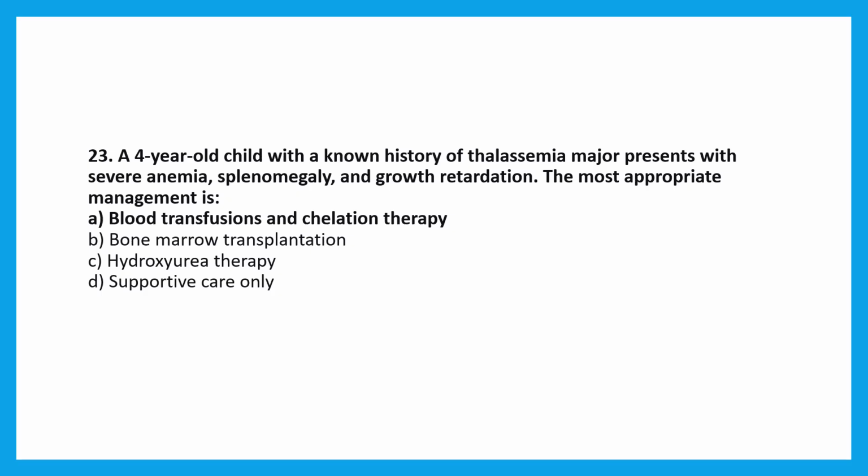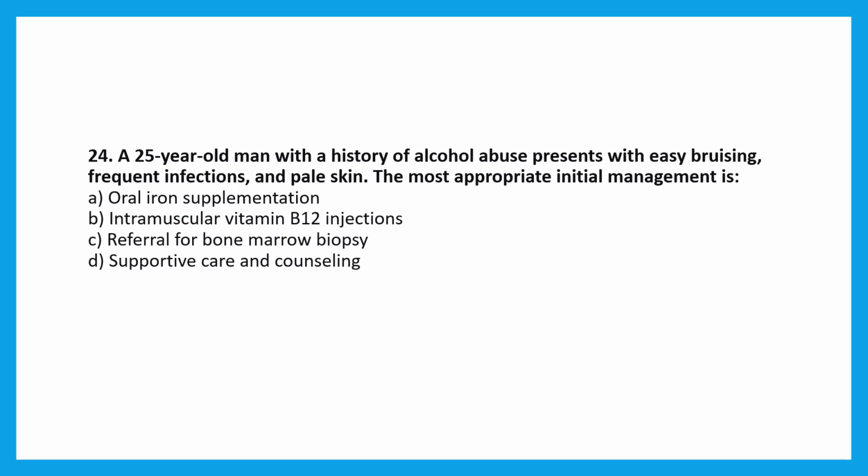Question 23: A 4-year-old child with a known history of thalassemia presents with severe anemia, splenomegaly, and growth retardation. The most appropriate management is blood transfusion and chelation therapy. We also discussed this, so this is more like a repetition. Then a 25-year-old man with a history of alcohol abuse presents with this one, which we already did. Question number 24, we said referral for bone marrow biopsy.